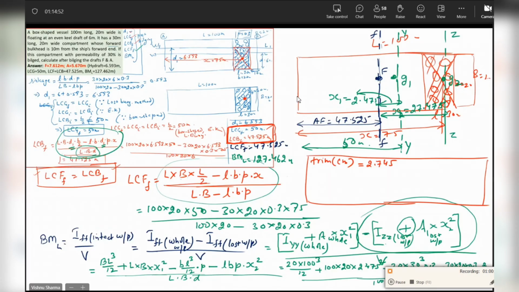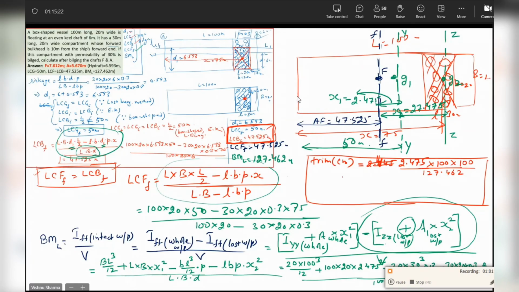Yes, sir. No, it's not so. It's 2.475, not 4745. Yes or no? Yes, sir. Okay. BG multiplied by what was the formula? LCB minus LCG into 100 into length. What is our length? 100, divided by BML. What is BML?